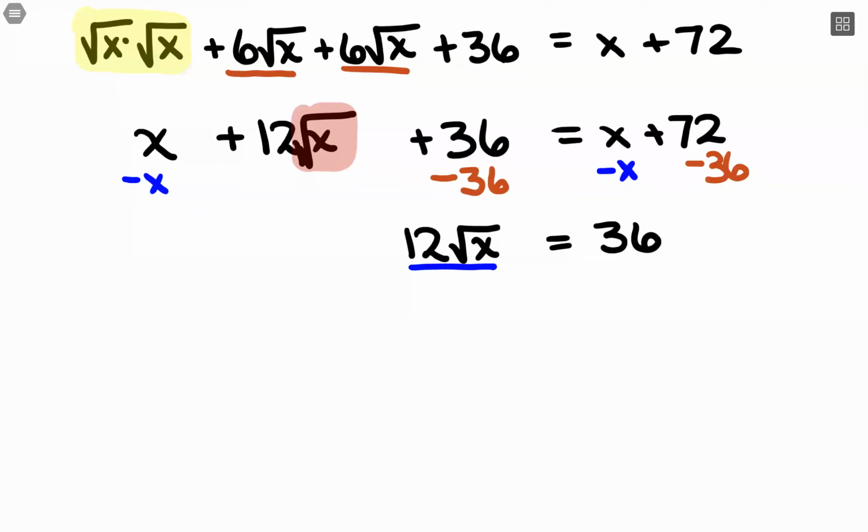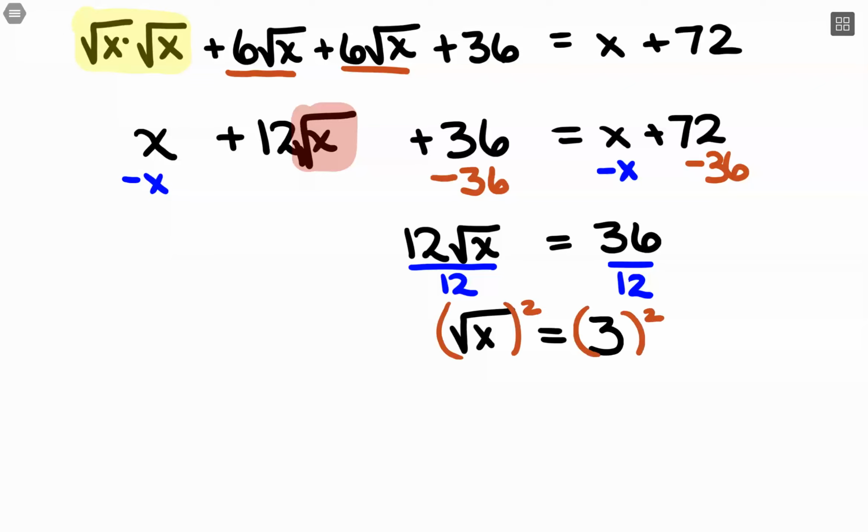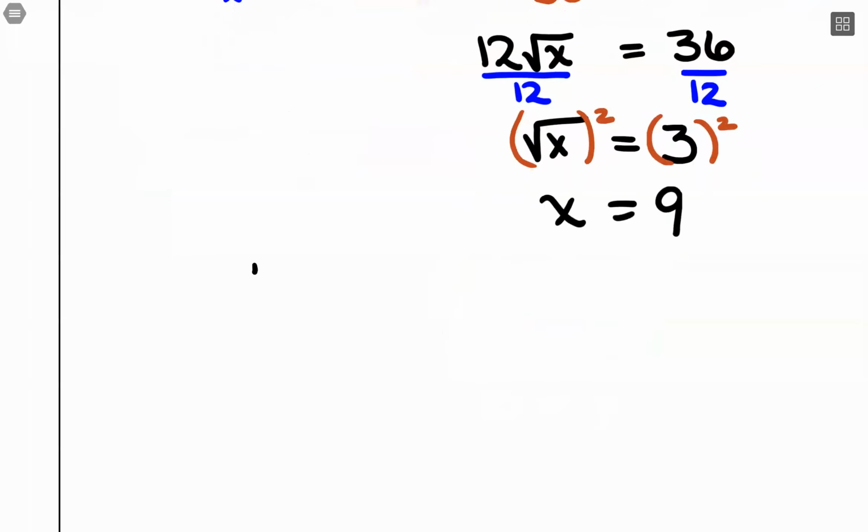And then we'll divide both sides by 12, and then I'll have my radical isolated with 36 divided by 12, which is 3. Then I can do step 2 of raising both sides of the equation to an exponent. And when I do that, square root of x squared is just x, equals 3 squared, which is 9. And then I need to check my answer.